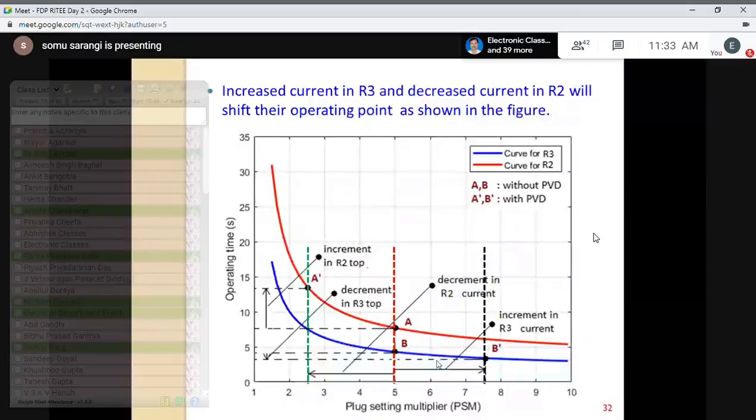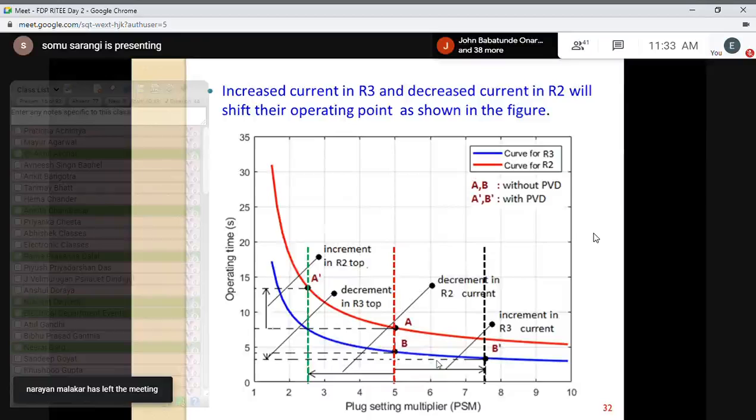Now, what is the delay we are having? Now, the relay R3 is operating at B dash and the relay R2 is operating at A dash. So the time of operation or the delay we are having is now A dash to B dash. So we can observe from this figure that the coordination time has been increased. Hence the delay of operation of R2 has been increased.